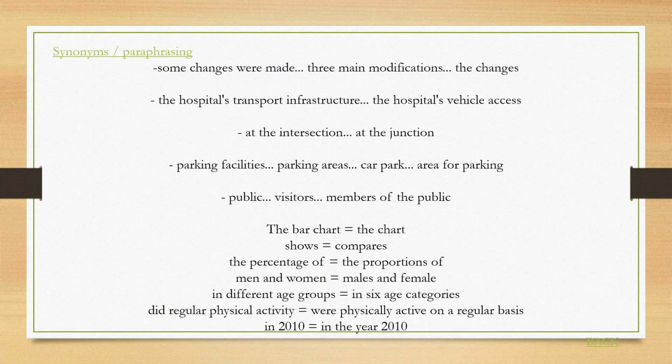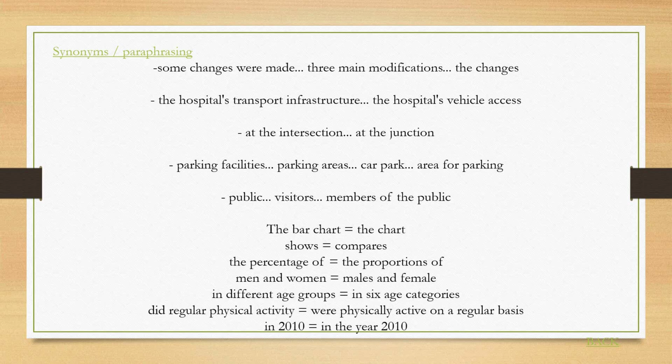And another set of paraphrasing synonyms that you can use is this one. Some changes were made: you can say 3 main modifications or changes. The hospital's transport infrastructure, you can change into vehicle access. The intersection, you can say at the junction. Parking facilities, you can say parking areas or area for parking. Public visitors, you can say members of the public.